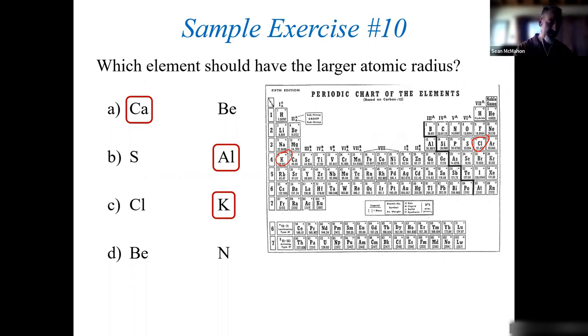Last but not least, if we were to compare beryllium and nitrogen, same energy level. Nitrogen has more protons. I could look at the atomic number. So beryllium's not going to pull that shell as well. So beryllium's a bigger atom. So that's kind of atomic radius.